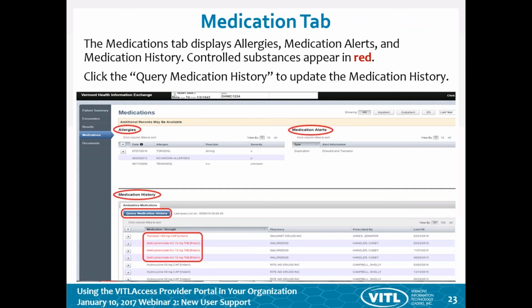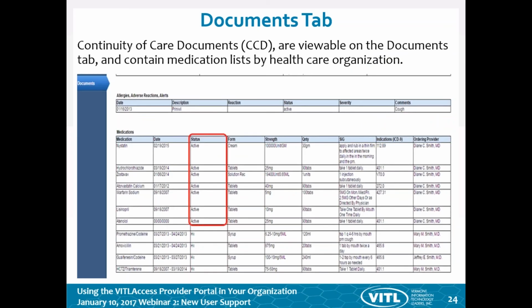Another option is on the Documents tab. Continuity of care documents, also known as CCDs or medical summaries, are viewable on the Documents tab and contain medication lists by healthcare organizations. To view a patient's medications at a healthcare organization such as their primary care provider, you can select the most current available CCD and scroll down to the patient's medication list, which may contain discontinued medications and patient-reported medications such as herbal or over-the-counter medications.